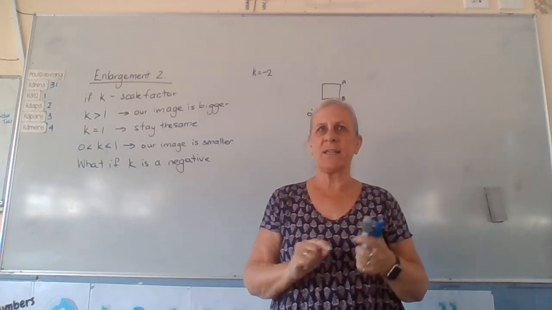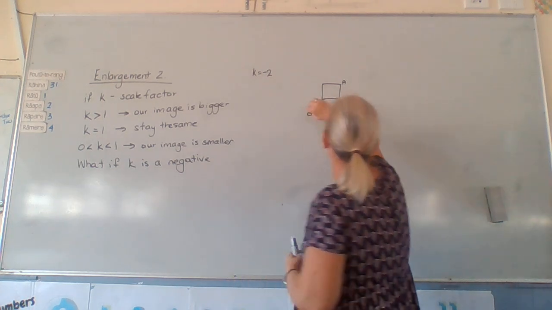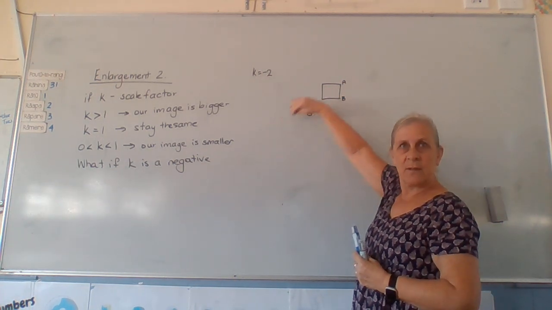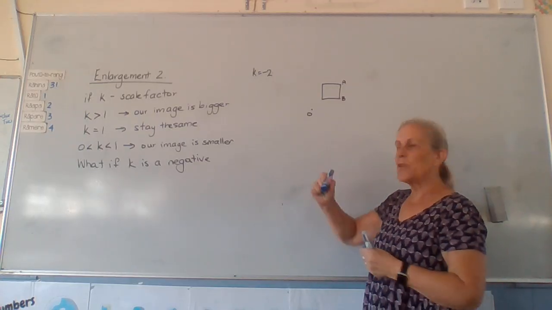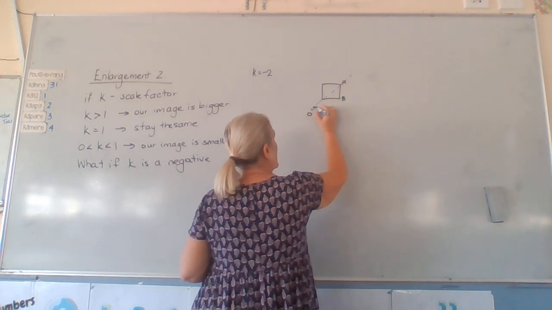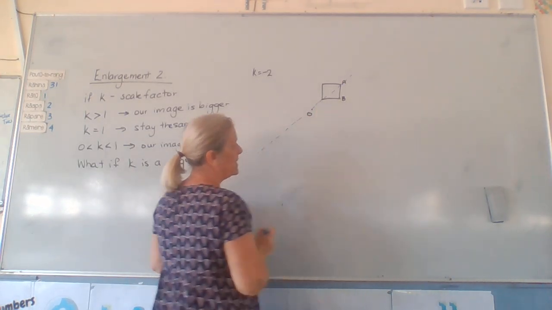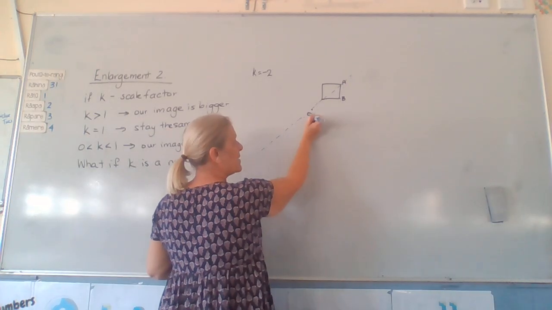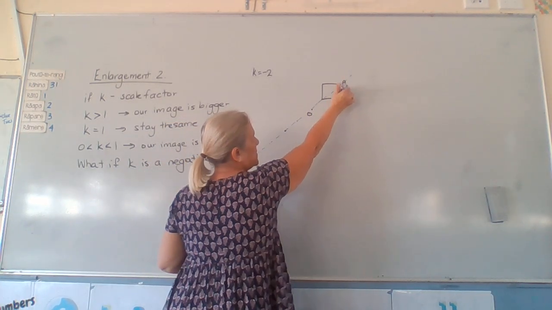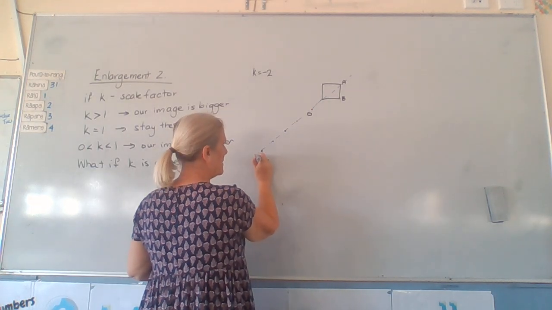The negative says instead of it being over here, it's going to reflect over here. So if I was to get a ruler, preferably, and I want to know where this point is, then it's going to go through 0, twice as far on the other side. This one's going to be twice as far, so 4 away on the other side.